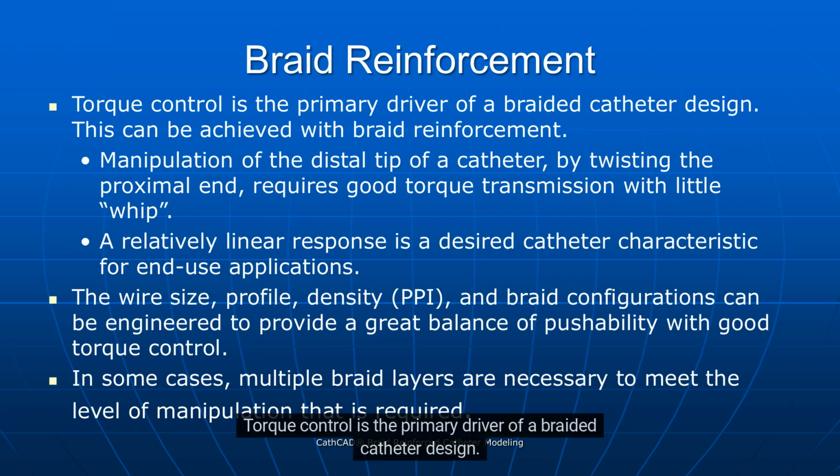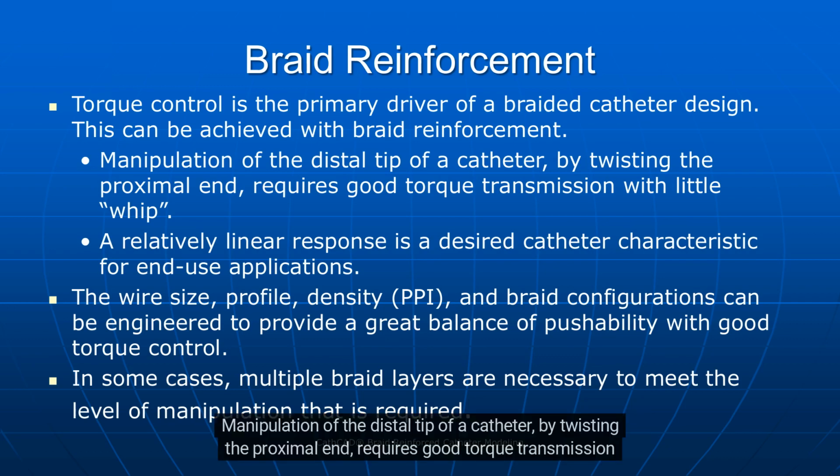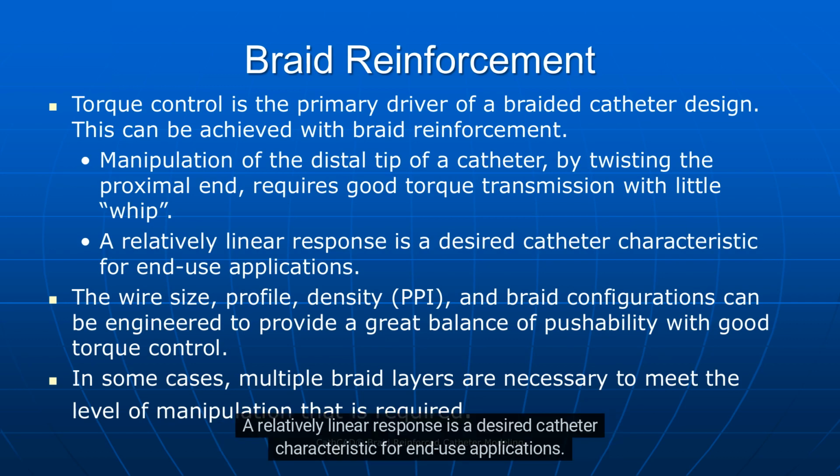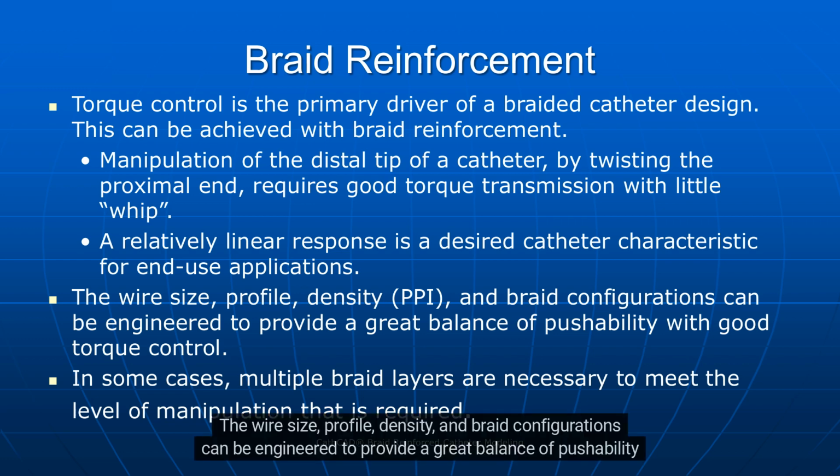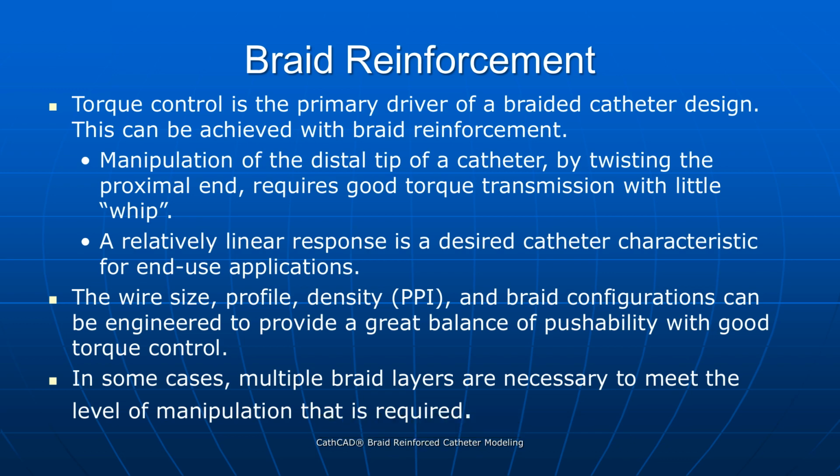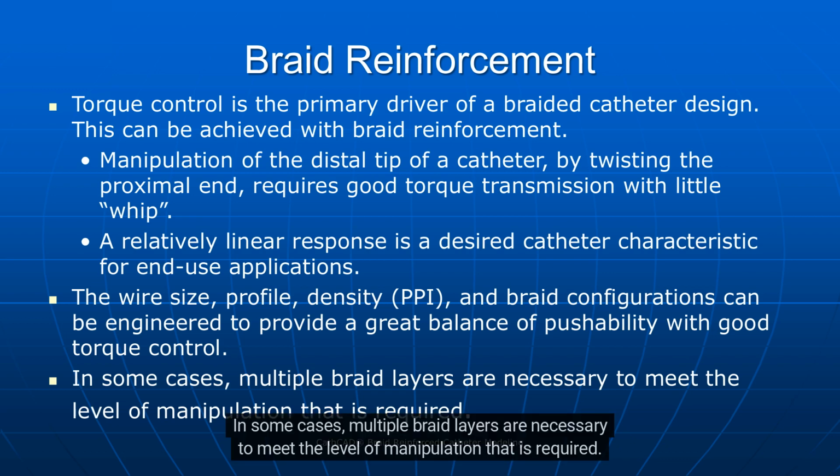Torque control is the primary driver of a braided catheter design. This requirement can be achieved with braid reinforcement. Manipulation of the distal tip of a catheter by twisting the proximal end requires good torque transmission with little whip. A relatively linear response is a desired catheter characteristic for end-use applications. The wire size, profile, density, and braid configurations can be engineered to provide a great balance of pushability with good torque control. In some cases, multiple braid layers are necessary to meet the level of manipulation that is required.